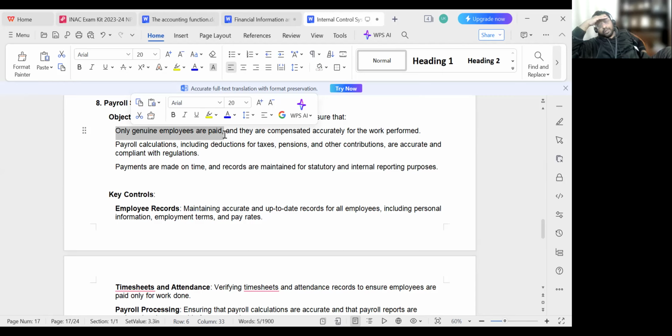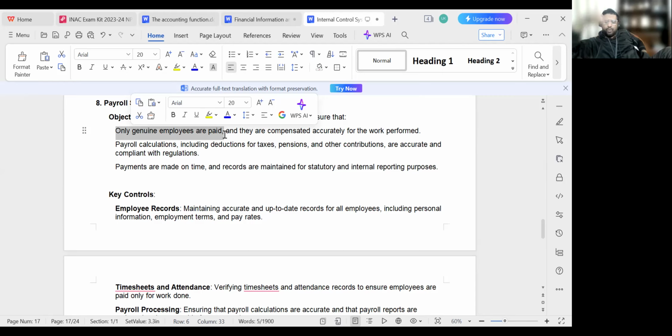We have payroll calculations, including deductions for taxes, pensions, and other contributions, that are accurate and compliant with regulations. You don't want any wrong calculations, and payments are made on time, and records are maintained for statutory and internal reporting purposes. Okay. So these are the objectives of the payroll control system.